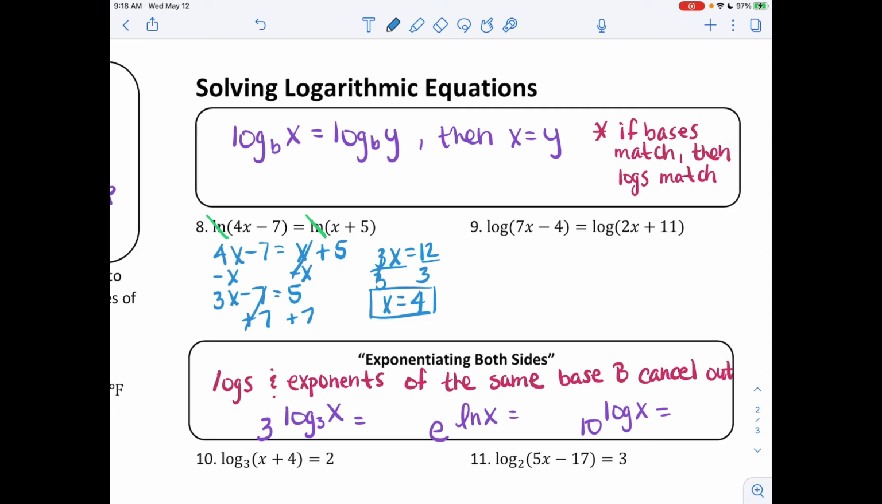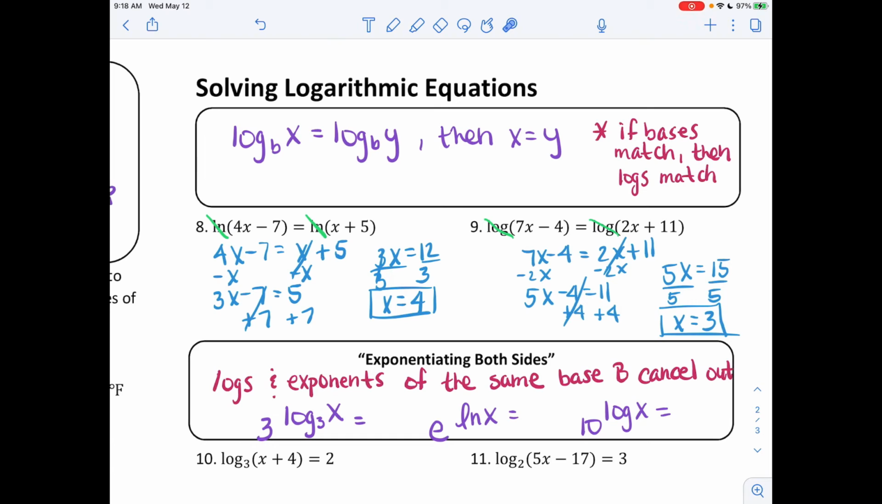All right, why don't you try this one? It's very similar. Identify the common base and go from there. All right, let's see how you did.